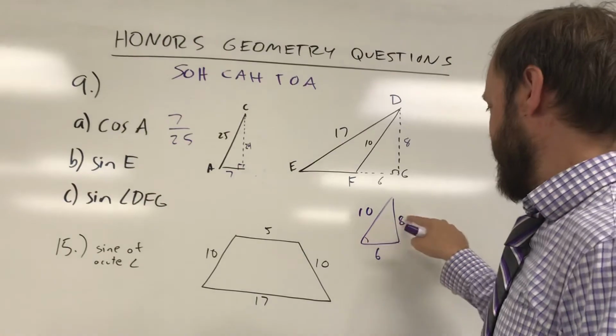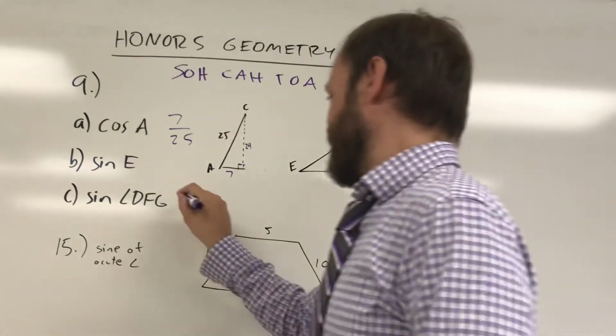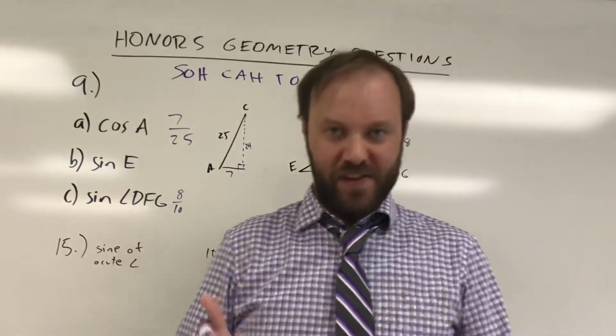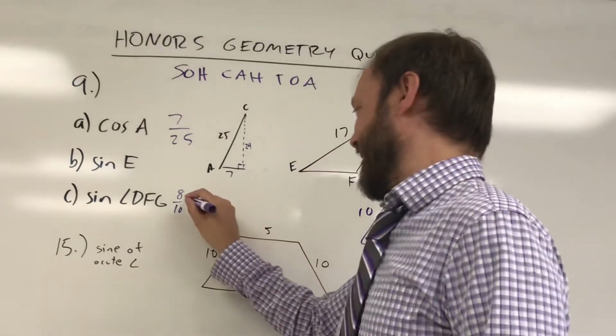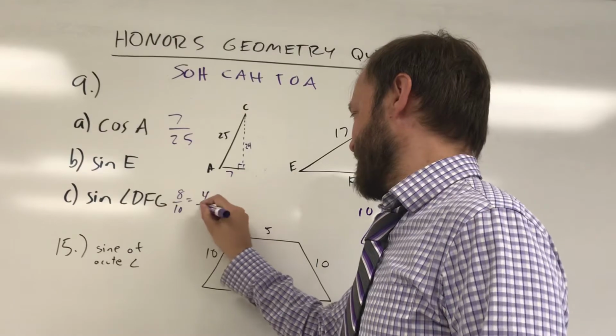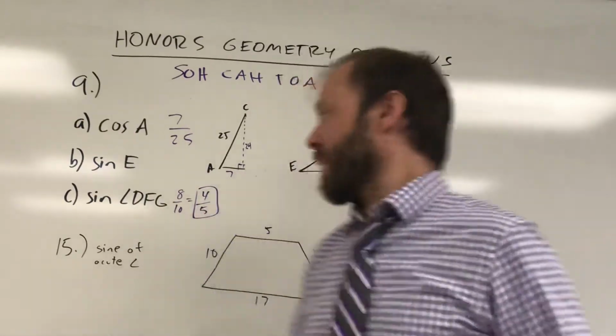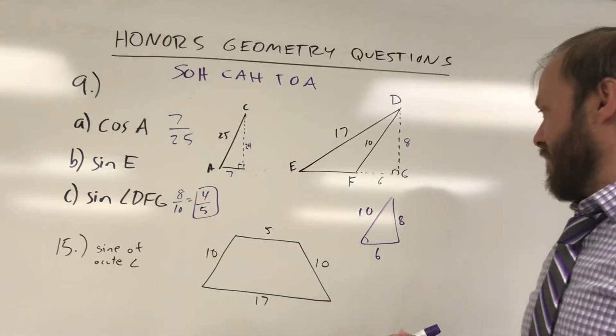So we go to the opposite side, we go to the hypotenuse. That's going to be 8 over 10. Okay, your 3rd grade teacher will want you to simplify the fraction. Make sure you're simplifying fractions. Sine of DFG is going to be 4/5, okay? They don't ask for the angle measure, they just ask for the fraction. All right, I'm going to jump back to sine of angle E now.